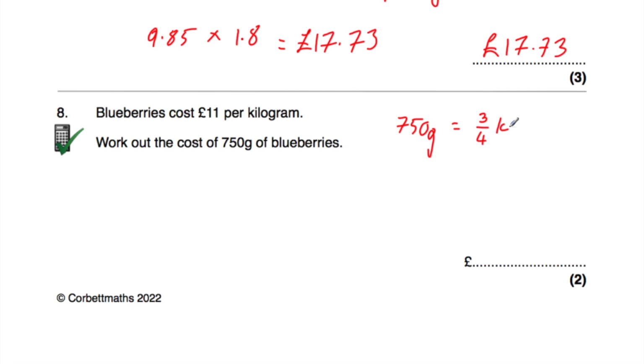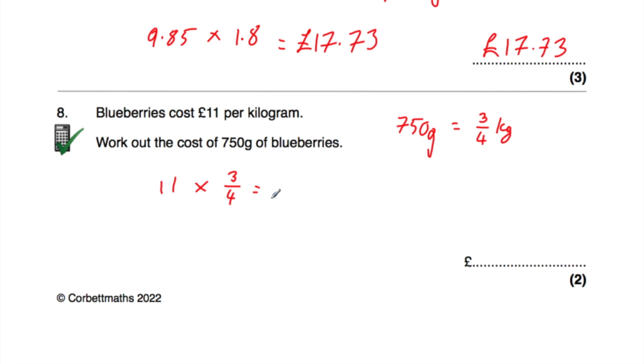So that means that 750 grams would be equal to 3/4 of a kilogram. And that's just something I think is important to know off by heart, that half a kilogram is 500 grams, 1/4 of a kilogram is equal to 250 grams, 3/4 of a kilogram is equal to 750 grams, and so on. And we've been asked to work out the cost of 3/4 of a kilogram of blueberries, and we know that each kilogram costs £11. So if we multiply the cost per kilogram, the £11, by how many kilograms we're buying, which is 3/4 of a kilogram, we'll find the cost of 750 grams of blueberries.